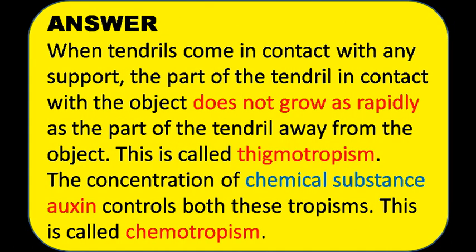When tendrils come in contact with any support, the part of the tendril in contact with the object does not grow as rapidly as the part of the tendril away from the object. This is called thigmotropism. The concentration of chemical substance auxin controls both these tropisms. This is called chemotropism.